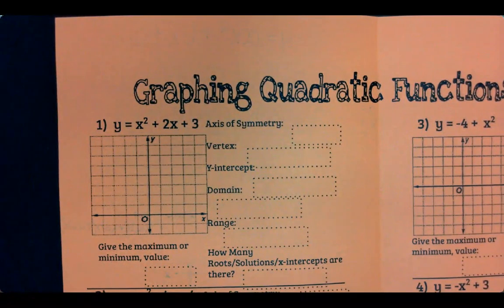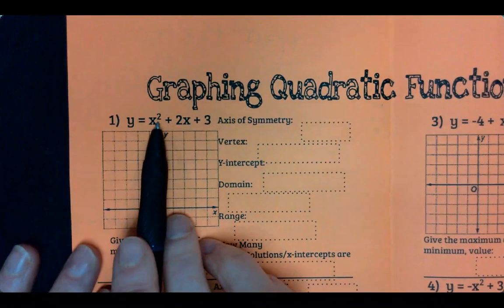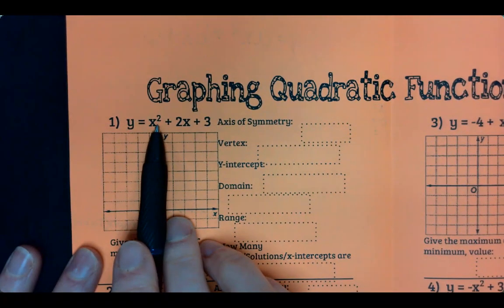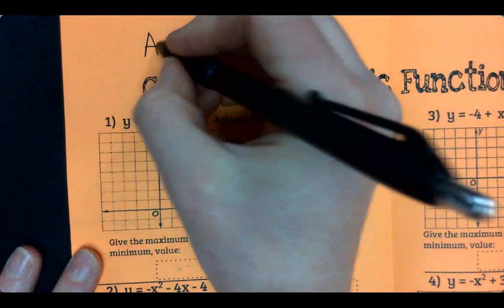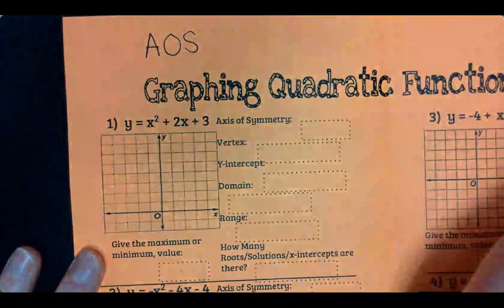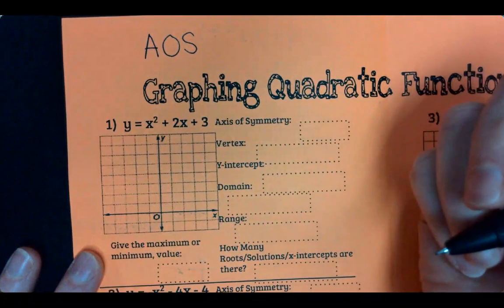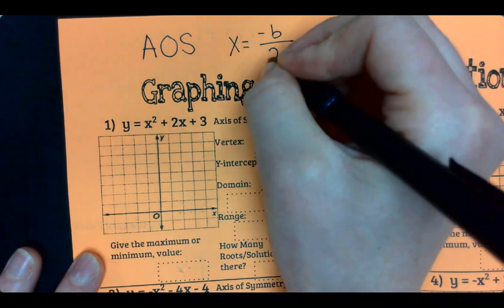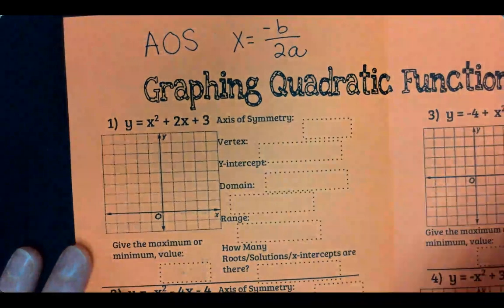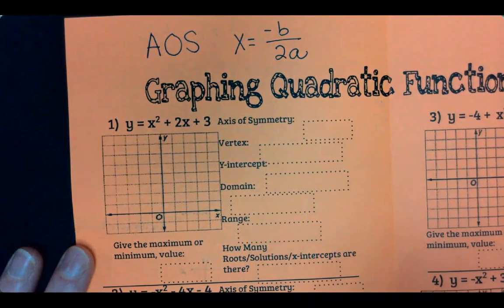Okay, so we have a function. And we need to first find the axis of symmetry. So I'm going to write the formula here. AOS for axis of symmetry. And that was the formula on the front. X equals negative B over 2A. Remember, you don't have to memorize that. It's on your formula chart.